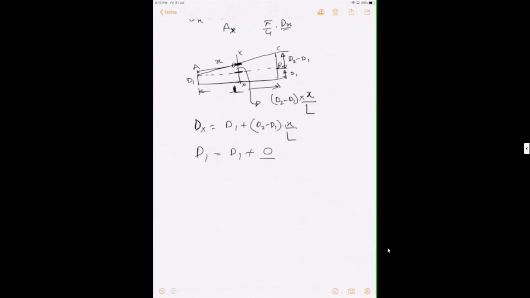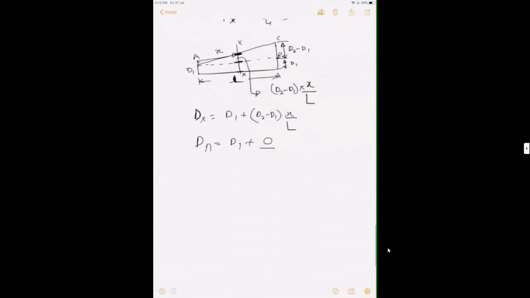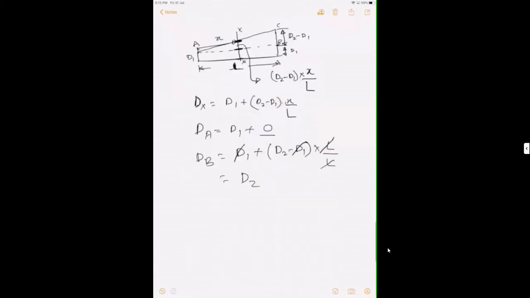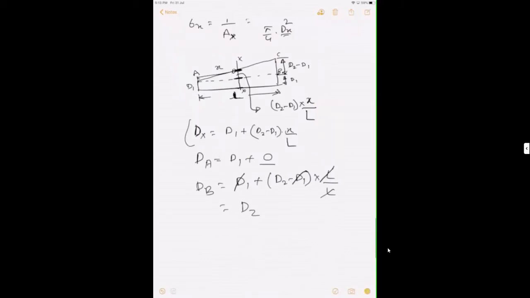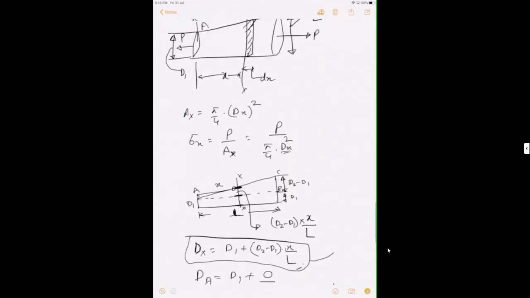Let's say this is point A and this is point B. The diameter at point B will be equal to d1 plus (d2 minus d1) into L upon L. So this will be equal to d2. That will come out to be d2. So we have applied the similar triangle theory to calculate dx. Now we are going to substitute this dx in this equation.